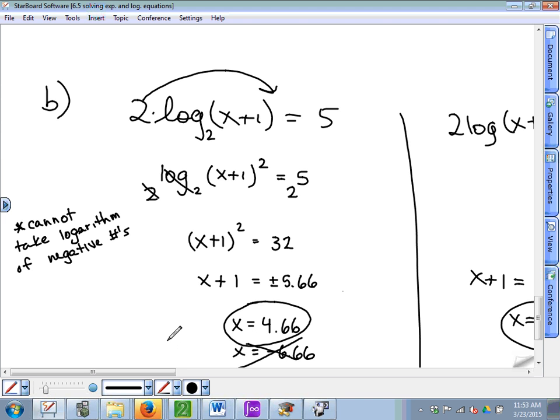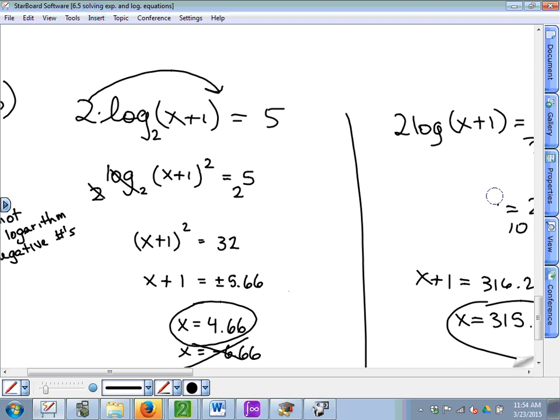Now, if this were me, I wouldn't have solved this equation this way. It works. It's not a bad way to do it, but here's option 2. This is the way I would do it. It's a little quicker, I think.